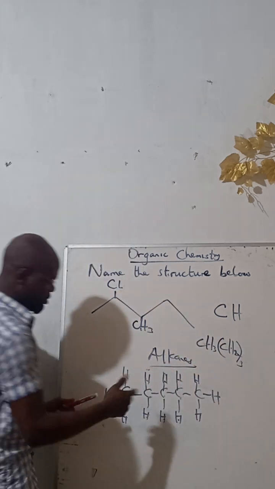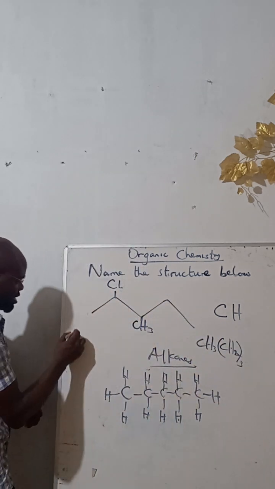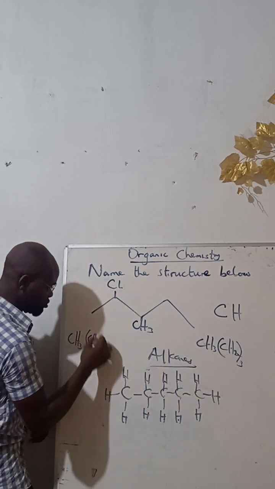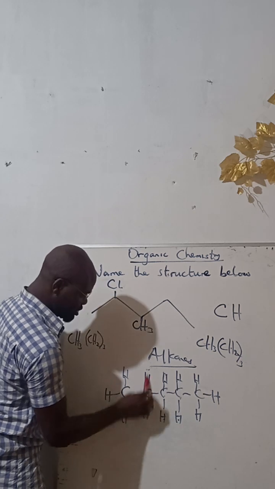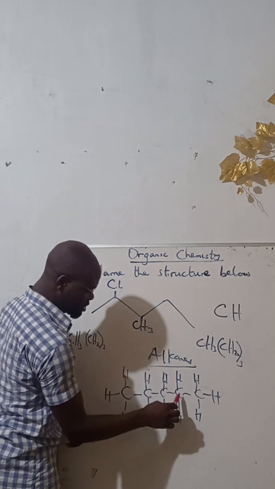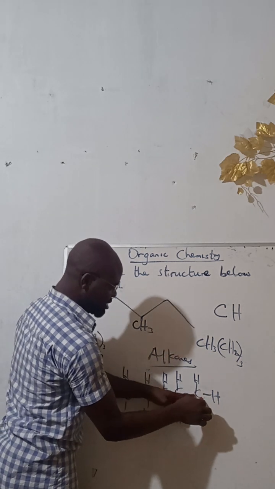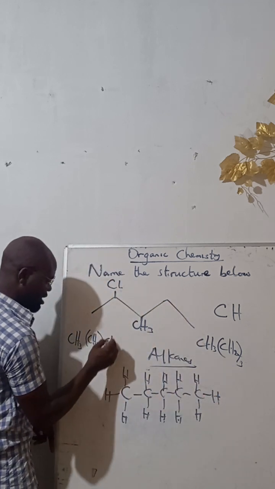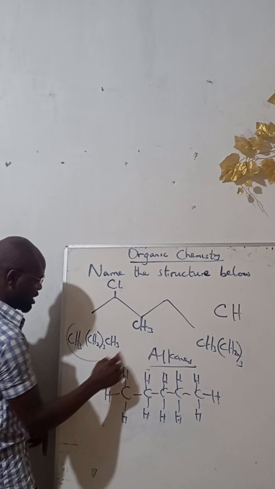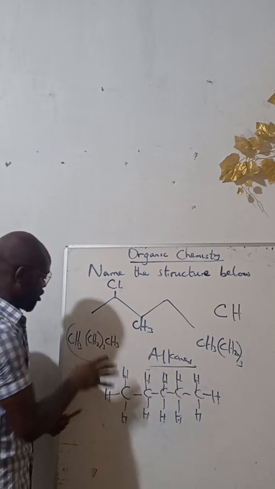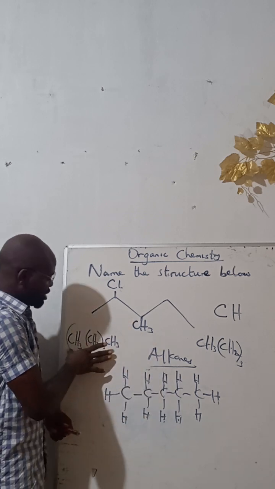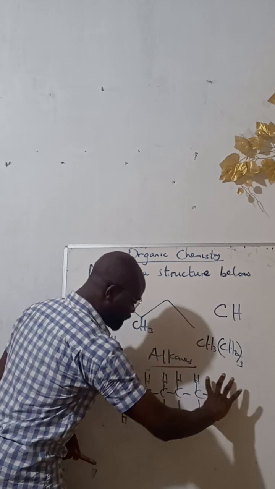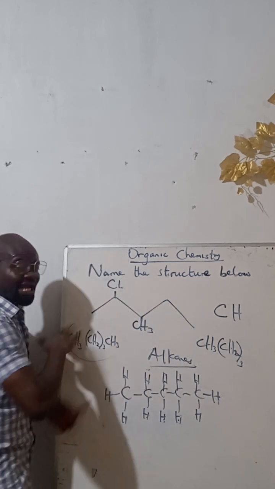Let me write it here. I have CH3. I have CH2 in three places: CH2, the first one, CH2, second one, CH2, third one. Then I have the last C with H3, 1, 2, 3. So this is a condensed form of writing the structure. Let me repeat: this is an expanded form, and this is a condensed form.